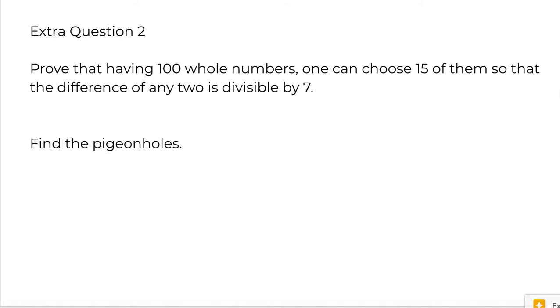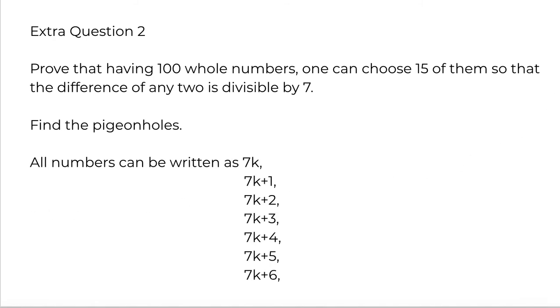The number of pigeonholes is, so every number, the 100 whole numbers, can be written down as 7k, 7k plus 1, 7k plus 2, 7k plus 3, plus 4, plus 5 and plus 6. It could be for any number of k's. So all numbers, let's say the number 8 can be written as 7 times 1 plus 1. The number 16 can be written as 7 times 2 plus 2. The number 60 can be written as 7 times 8 plus 4, right?